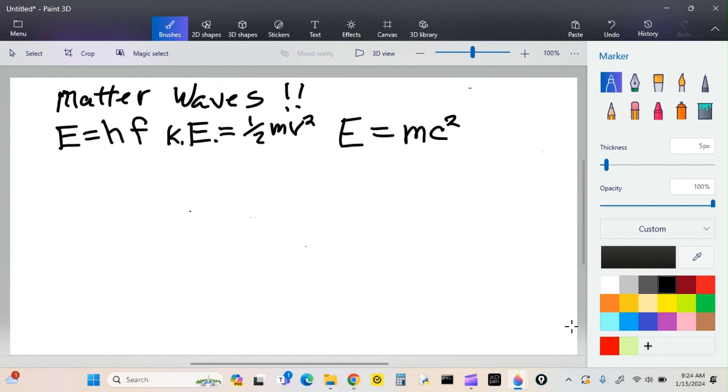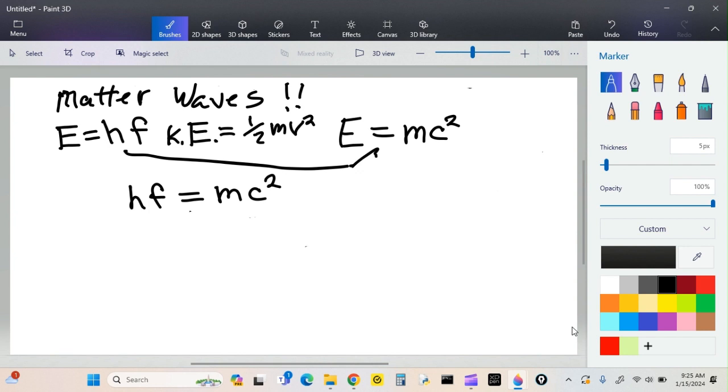Okay, how is this getting to matter waves? Well, let's take these two and bring them together and say that if both of these are energies, what happens if I put hf equal to mc squared?